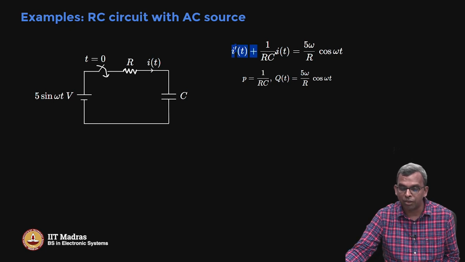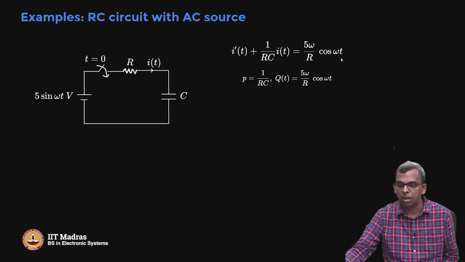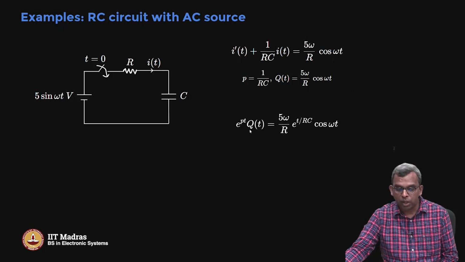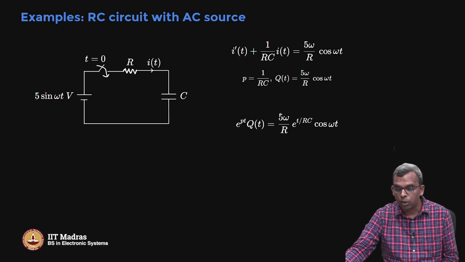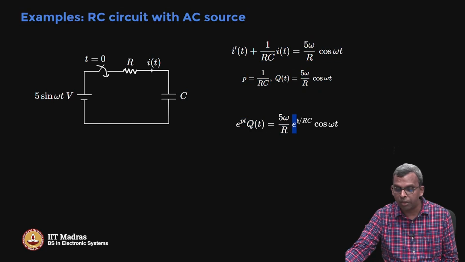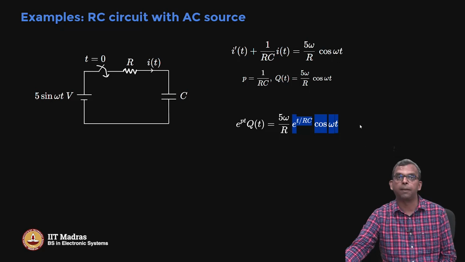And from here you can identify this is a first order ODE, with p equals 1 by RC, this is a constant, but then q of t becomes this complicated trigonometric function, phi omega by R cos omega t. Okay, so how are we going to approach this? If you look at e power pt times q of t, you have phi omega by R, this is a constant, that's okay. And then you have e power t by RC times cos omega t.